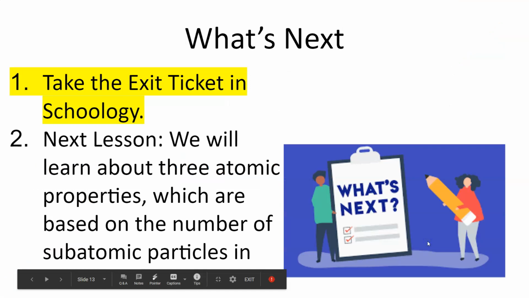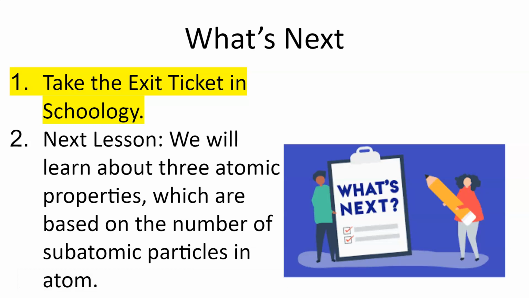Okay, so what's your next steps? After you have your notes taken down, you're going to use your notes to help you with your exit ticket in Schoology. Remember, it's open notes. You'll have multiple chances to submit. The general rule for exit tickets is that the number of chances you have to submit will be half the number of questions. So if the exit ticket has 10 questions, you'll have 5 chances to submit it.